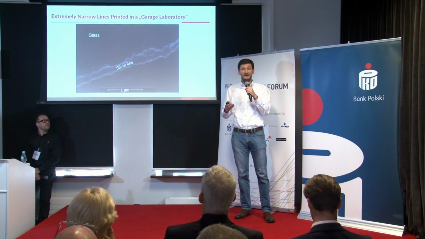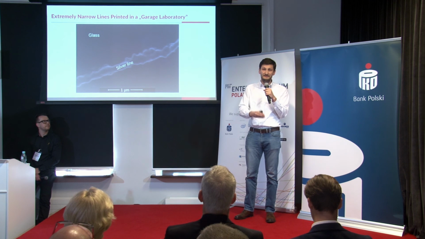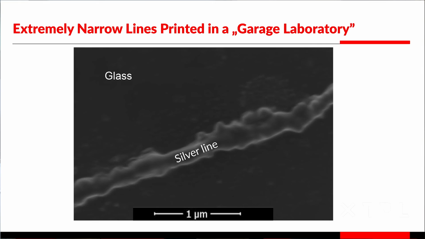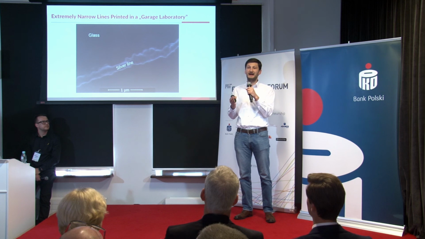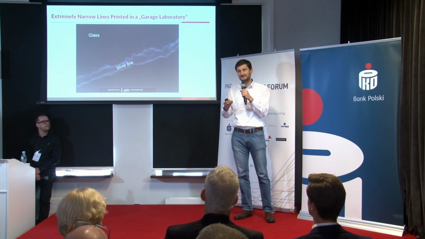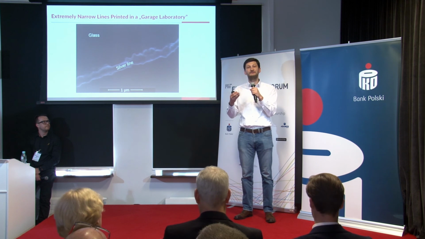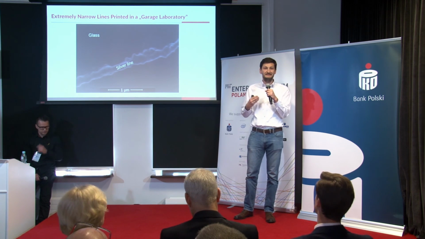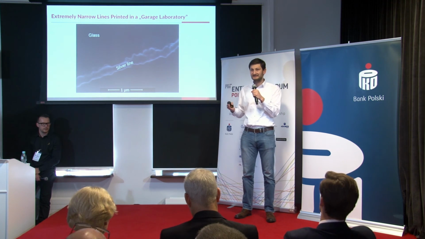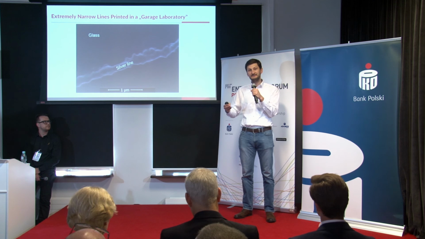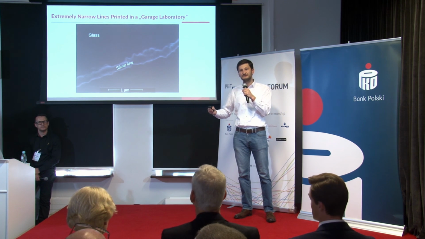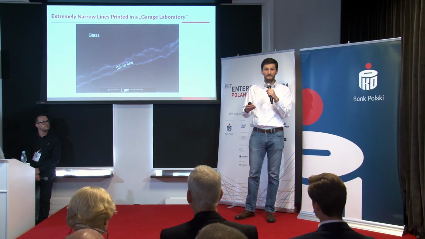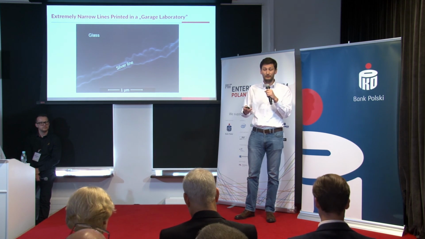In our garage laboratory in Wrocław, in the south-western part of Poland, we actually developed a method where we can produce extremely narrow lines. On the microscopy picture here you see a silver line that has a width of less than half of a micrometer. To put that in perspective, this is about 100 times less than the width of a human hair. And what we find fascinating is that we created this, like I said, in a garage environment, not in clean room facilities using extremely expensive equipment. So we think this can be a technological breakthrough that may have an impact on global industries.